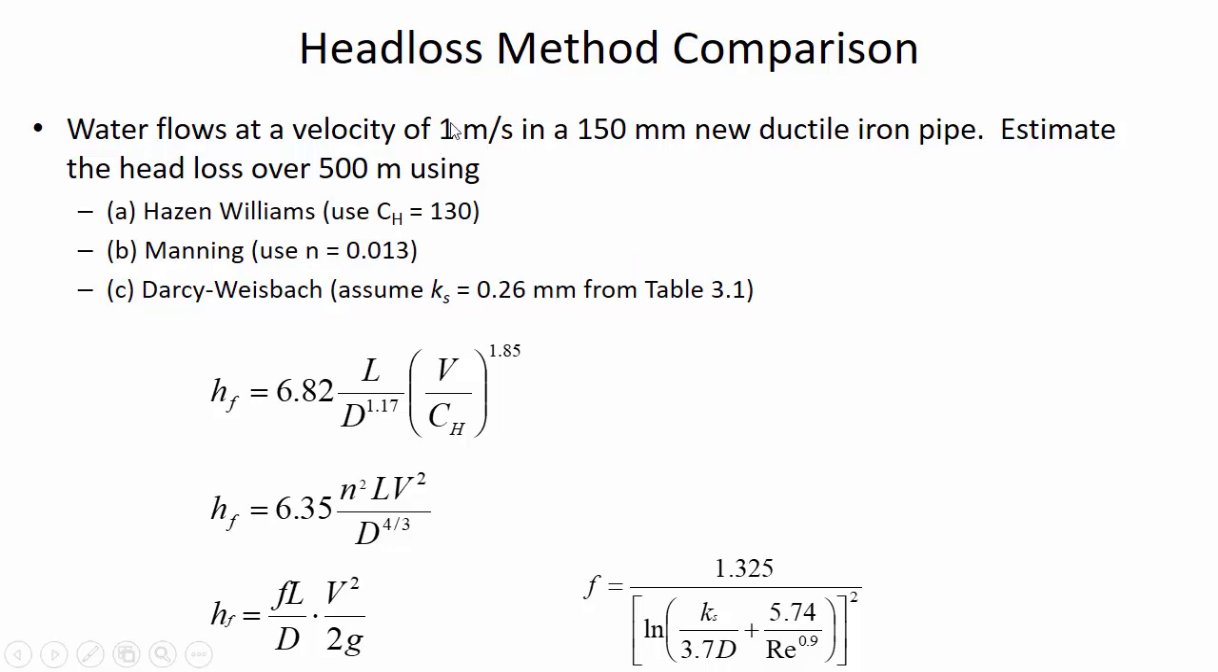Let's find out, if we had a flow velocity of 1 meter per second and the pipe diameter is 150 millimeters, then over the course of a 500 meter pipe length, what would be the head loss? The units are going to be head loss in meters according to these 3 different methods. Of course, with the first 2, it's just direct substitution of the roughness coefficient. For the third, in the Darcy-Weisbach equation, you'll need to estimate the friction factor with this equation.